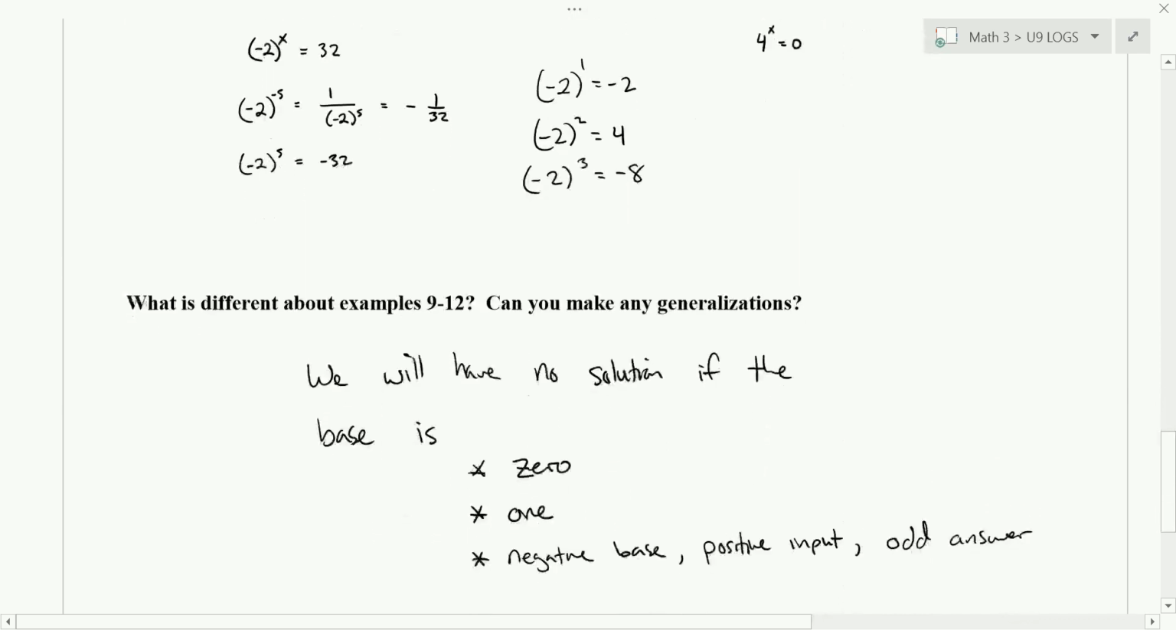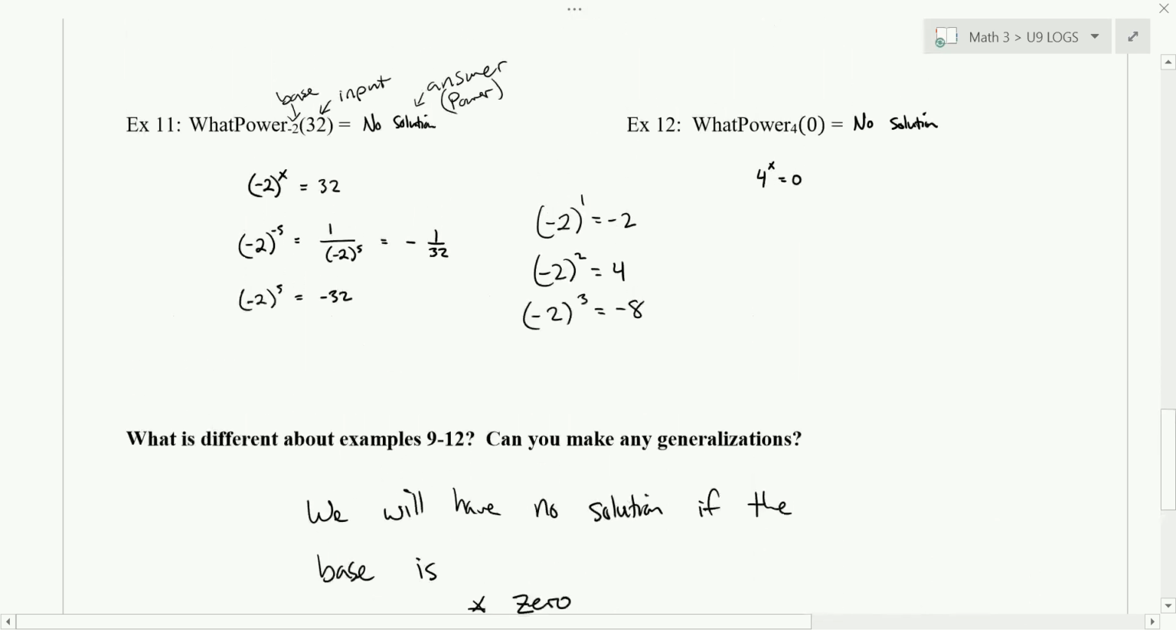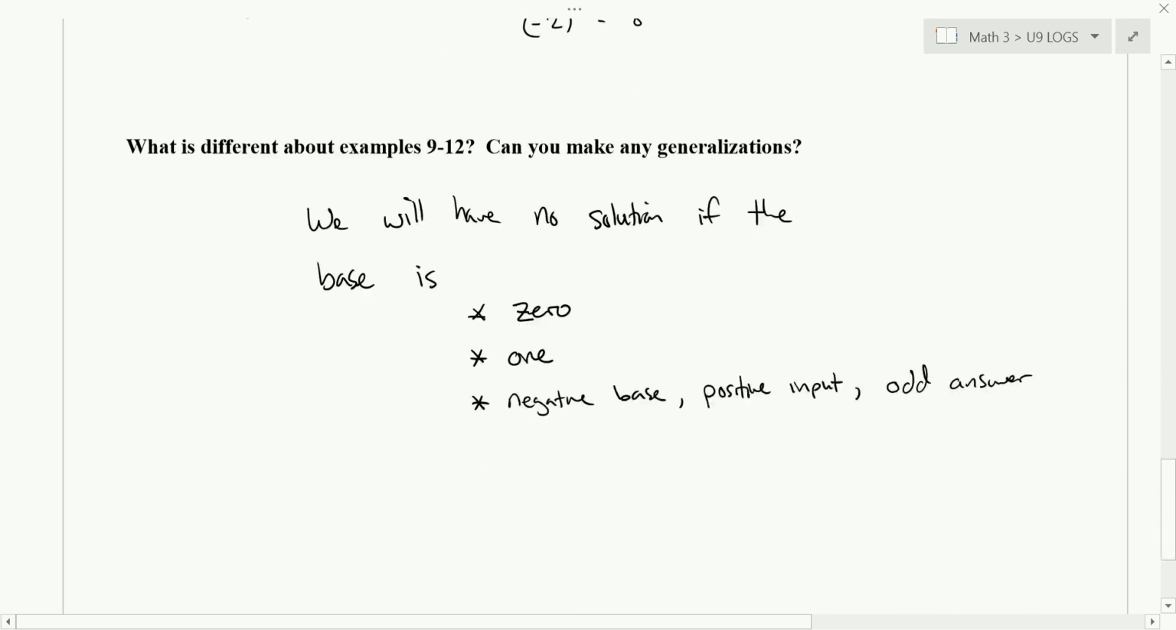And then what about example 12? What's that? This really has more to do with the input. If the input is 0, it's not going to work out. All right, so those are some cases that will make it not work for us.